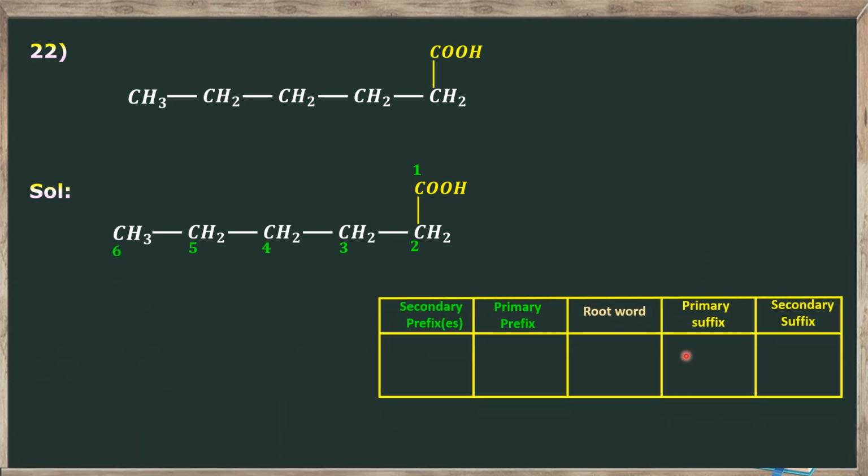and root word is 6 carbon atoms are there, so it is hex. Primary suffix is ane. Secondary suffix, the secondary suffix for carboxylic acid's COOH functional group is oic acid. So the name of this organic compound is hexanoic acid. Here E from ANE is dropped because it is followed by the secondary suffix starting with O.